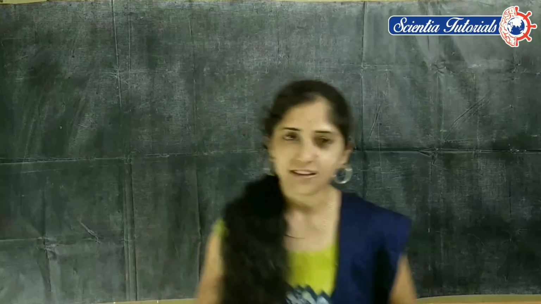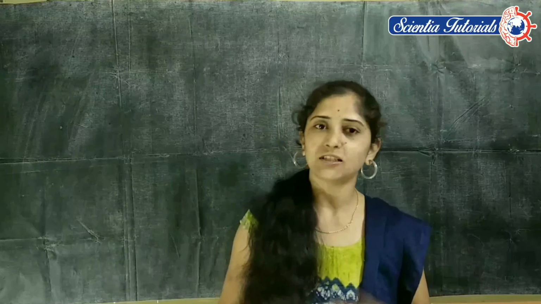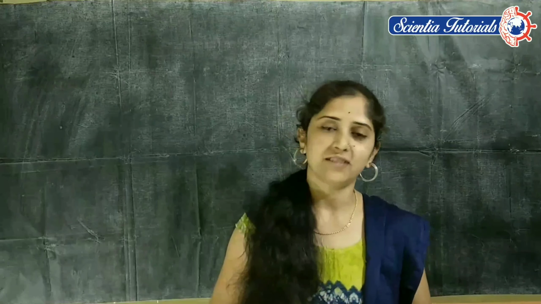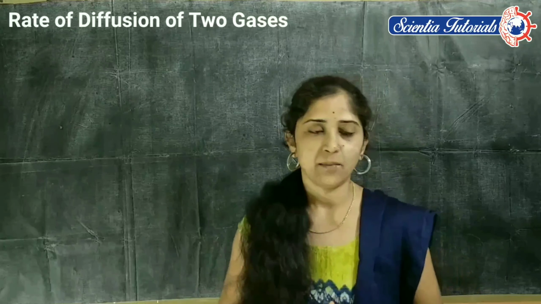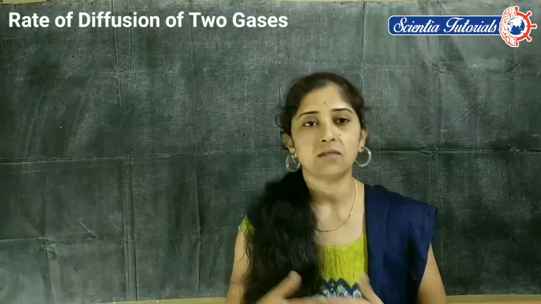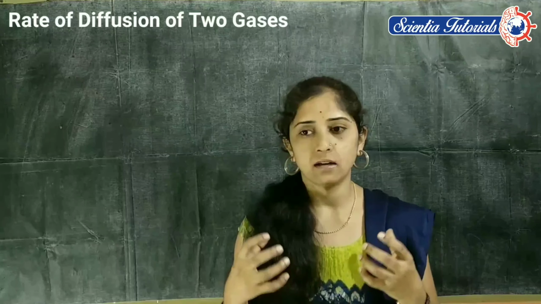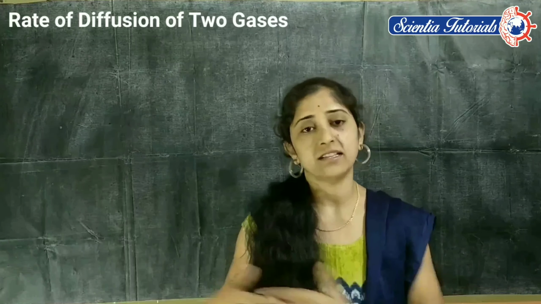Students, we have been learning about the diffusion process and how it varies in different states of materials. In earlier classes, you learned about the diffusion process, the types of diffusion, and the definition of diffusion. Now in this session, we are going to learn about the diffusion process in two gases, that is, the rate of diffusion for two different gases. So how do we differentiate the diffusion rates of these two gases?